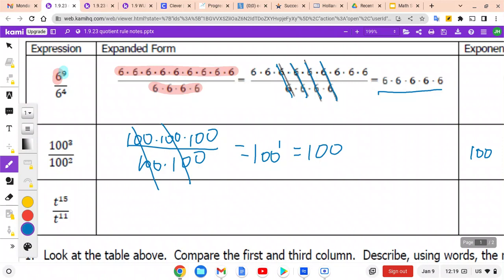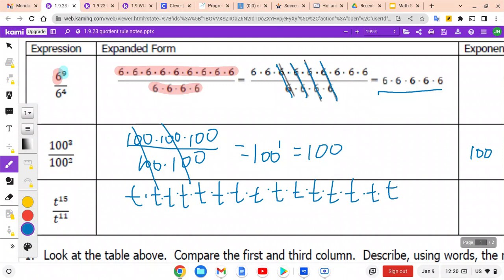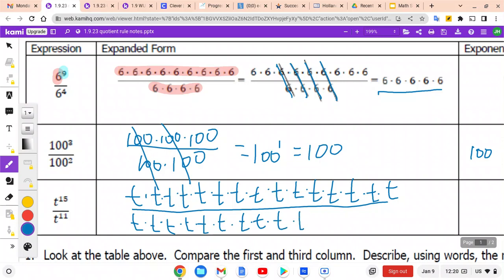All right, next example, we have t to the 15th. So we've got to write that 15 times to expand it out. 6, 7, 8, 9, 10, 11, 12, 13, 14, 15. Divided by t to the 11th, so that's 1, 2, 3, 4, 5, 6, 7, 8, 9, 10, 11. And crossing it out leaves us with 4 t's, so the answer is t to the fourth.